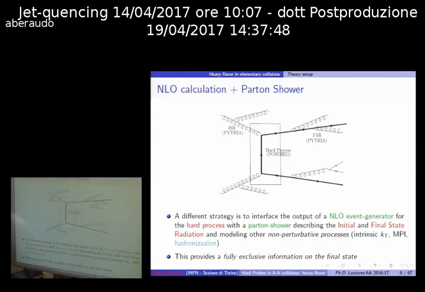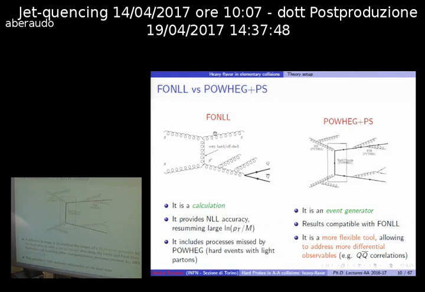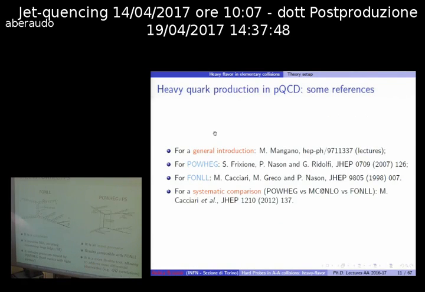Okay, so it's a tool which provides you a really rich list of information, and which is based on well-defined perturbative calculations with proper resummations. So this is a summary. I spent just a few minutes to discuss this issue. It is much richer actually, but it is not the main purpose of this lecture.